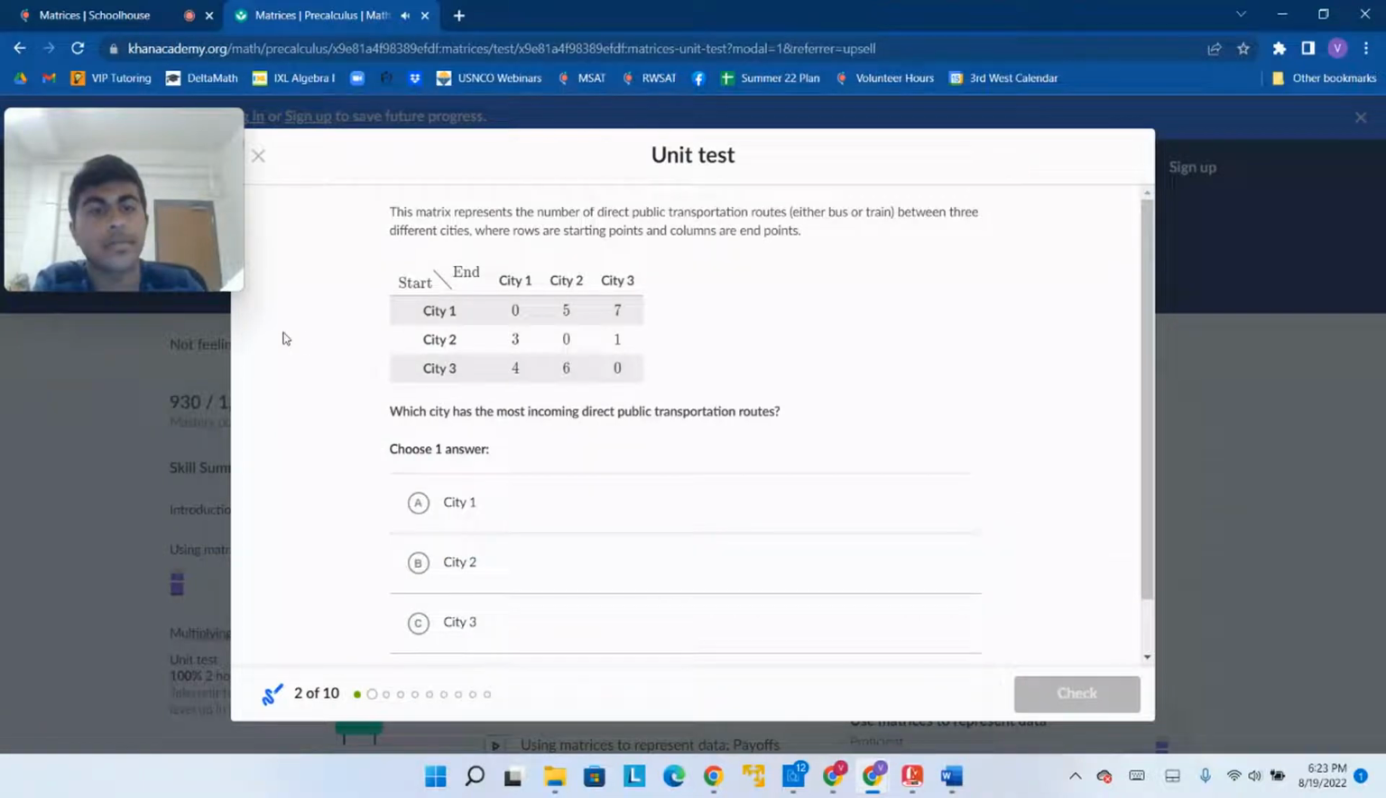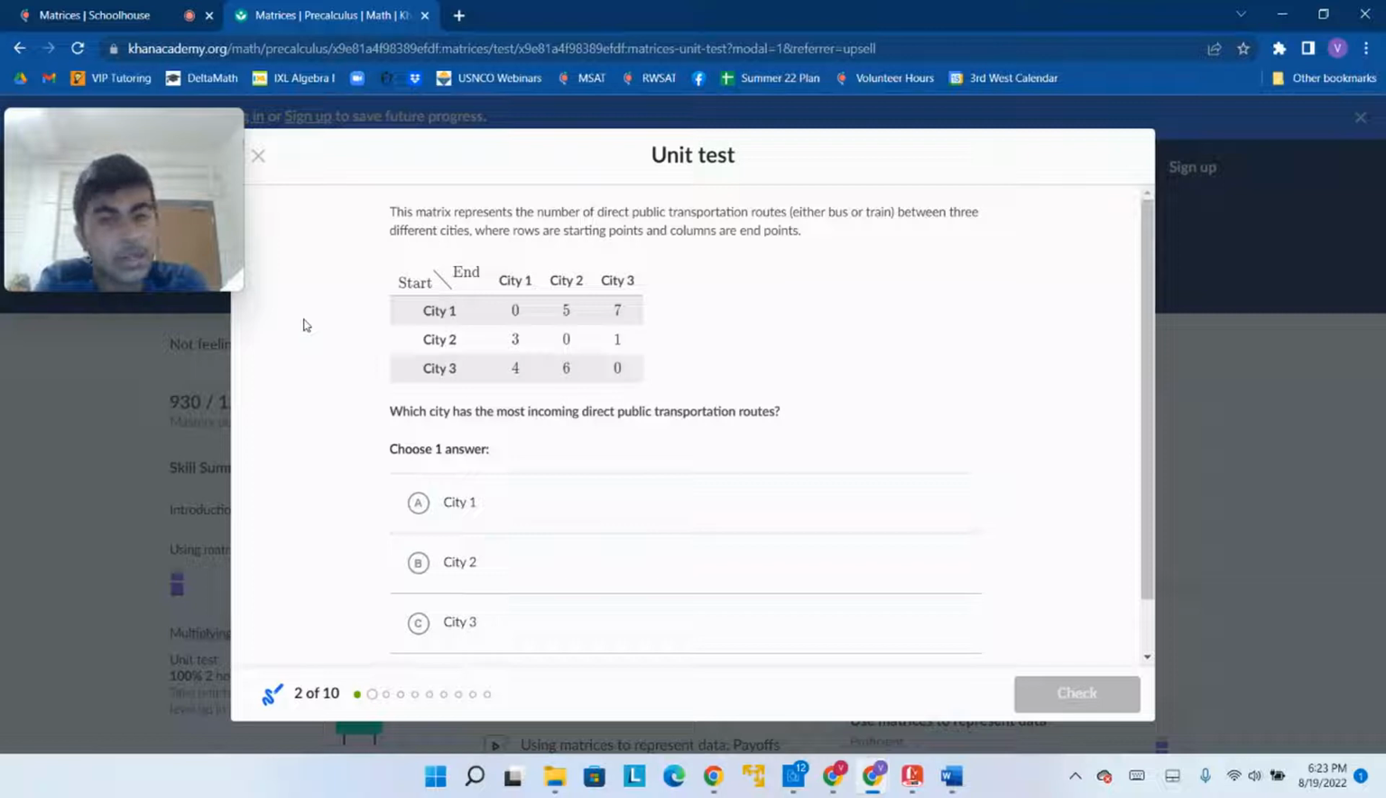All right. This matrix represents the number of direct public transportation routes, either bus or train, between three different cities, where rows are starting points and columns are endpoints. So you have start/end, city 1, city 2, city 3 for start and end. Which city has the most incoming direct public transportation routes?